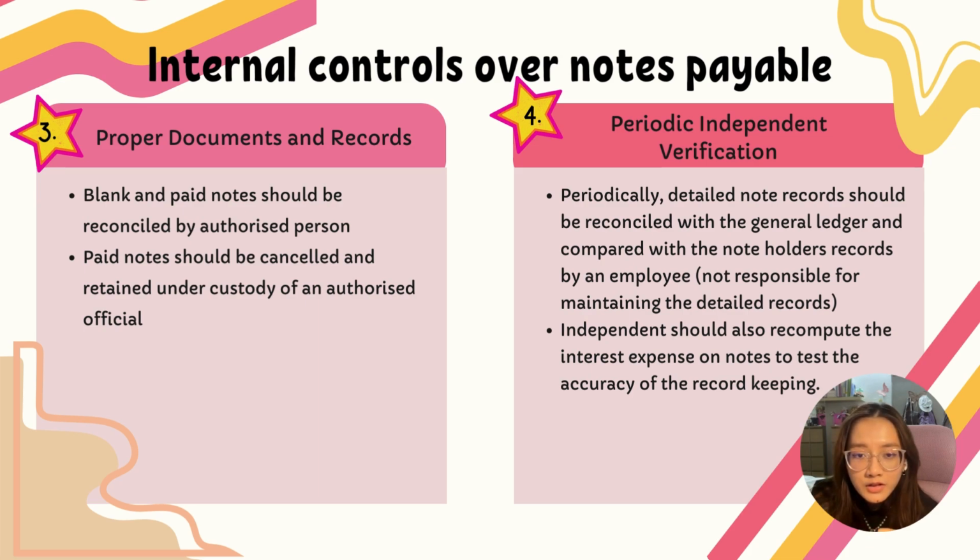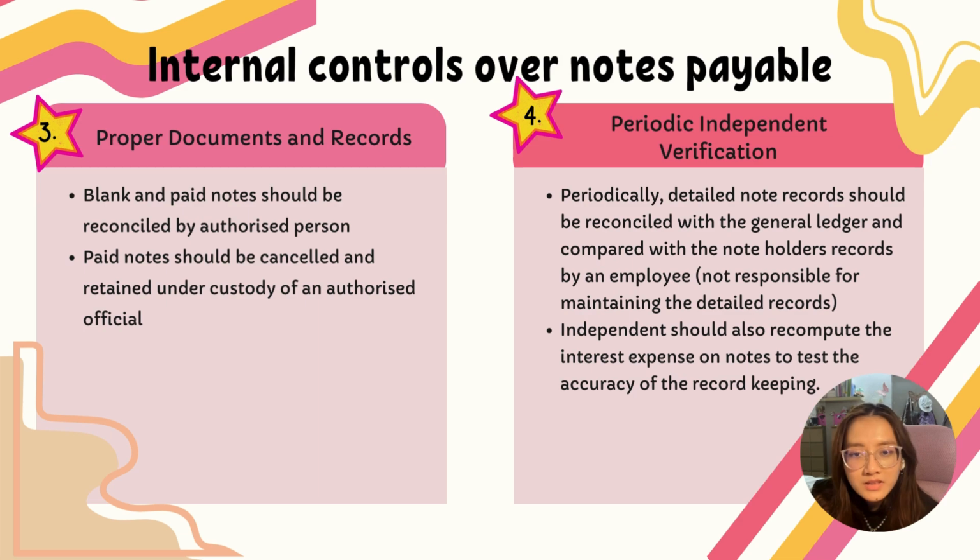And for the computation of interest expense, there should be an independent recomputation of the interest expense on notes to test the accuracy of record keeping. The interest expense on notes payable should be calculated based on the principal amount, interest rate, and the period for which interest is owed. In the recomputation process, the independent employee should recompute the interest expense on notes payable to verify the accuracy of the recorded interest expense.